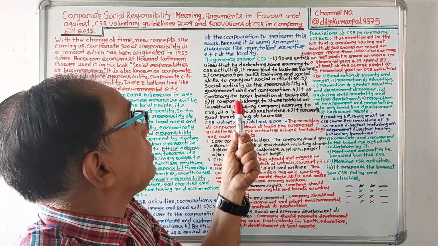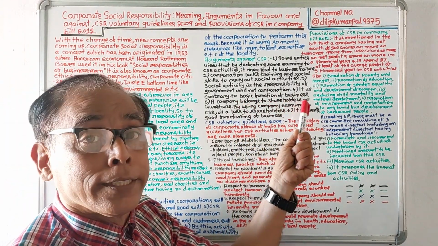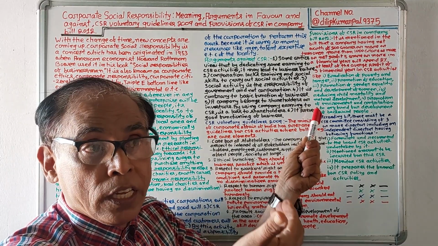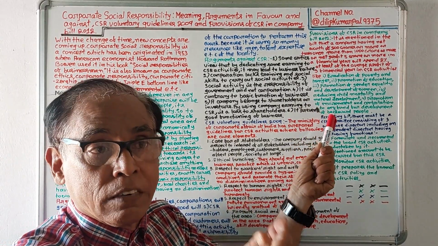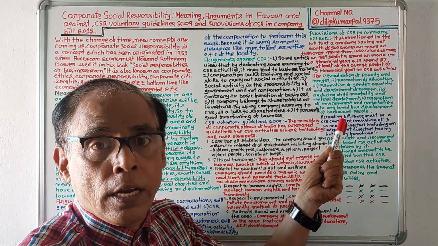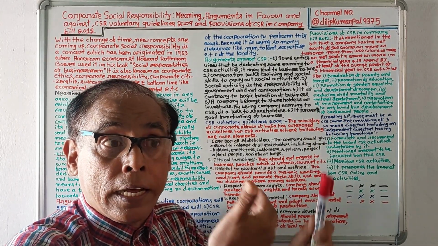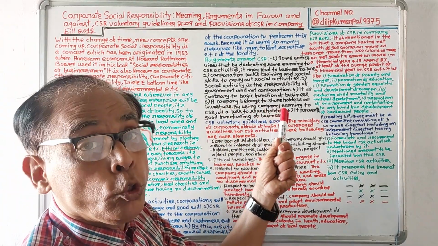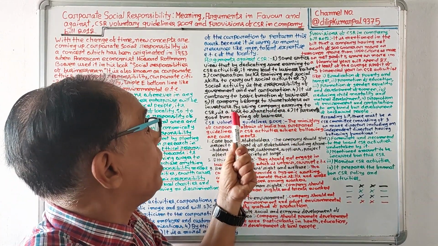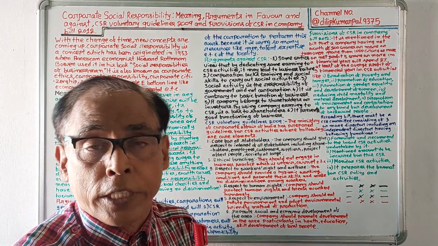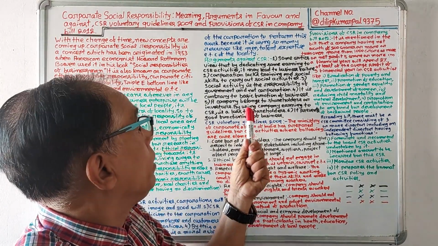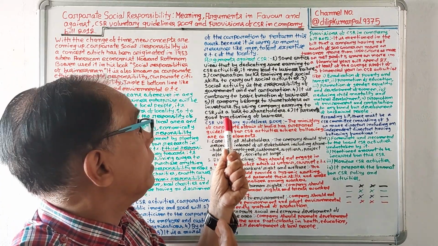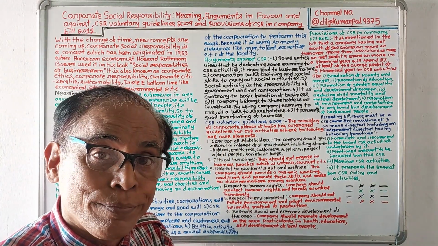Number four, it is contrary to the basic function of business. The basic function of business is to make profit. So whenever a corporation is involved in social development, it is contrary to business practice. Number five, a company belongs to shareholders and investors. Using company earnings for CSR is a loss to shareholders.